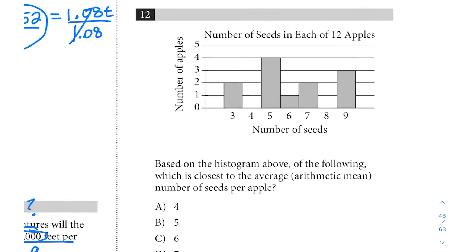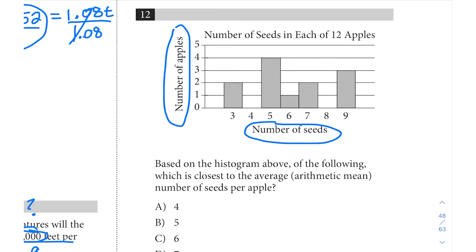And question 12 says, based on the histogram above, which of the following is closest to the average number of seeds per apple? So sometimes you'll see it displayed like we see here as a histogram. Sometimes you'll see this same concept tested as a frequency table. But the main thing for us to keep in mind is that whenever you have a frequency, for example, number of apples, and then a value that that frequency is going to be applied to, in this case, number of seeds per each of those apples, what we want to do is multiply those values to figure out our total.